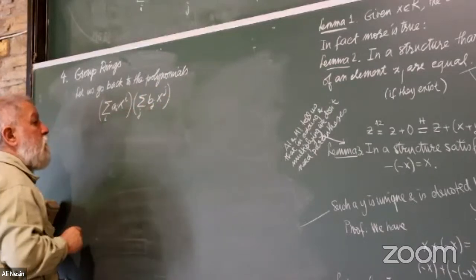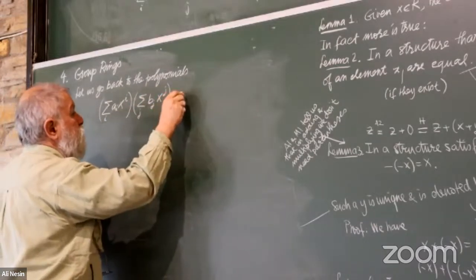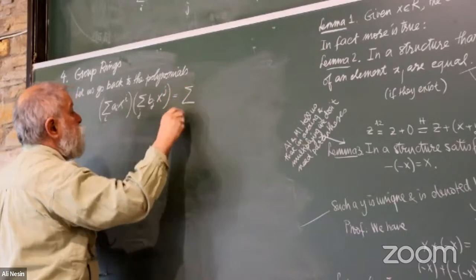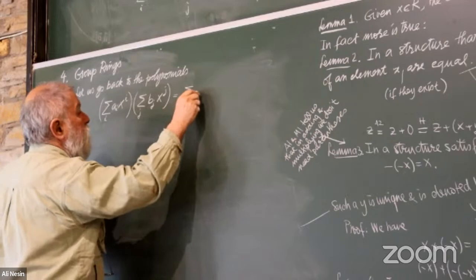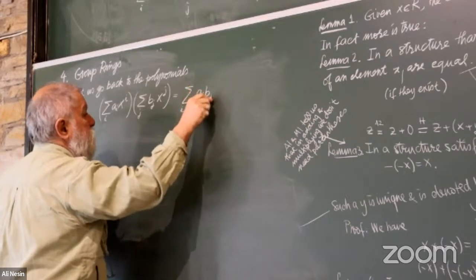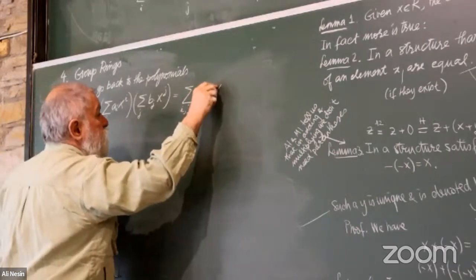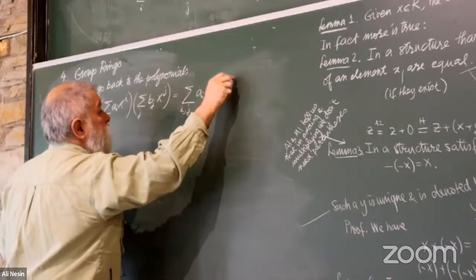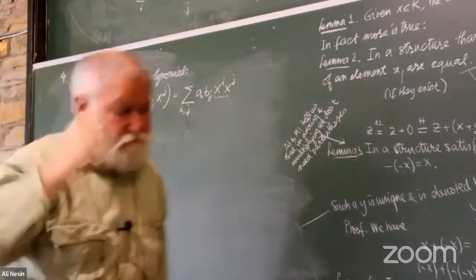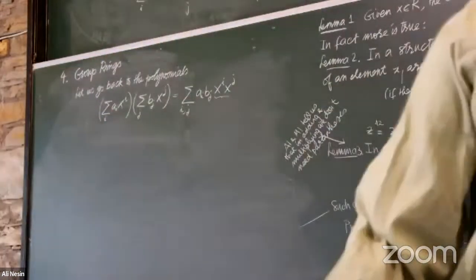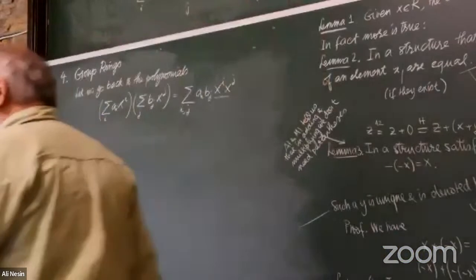This is equal to the sum over i and j of a_i b_j, x to the i times x to the j. Okay. This is x to the i plus j, but forget about it.